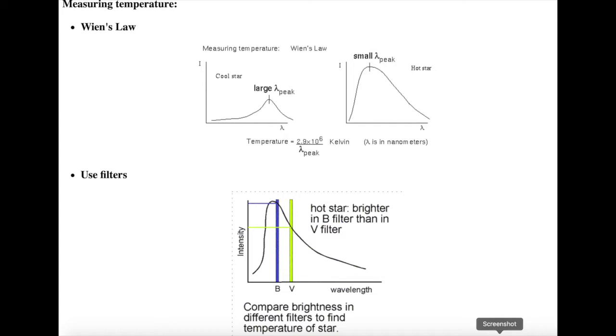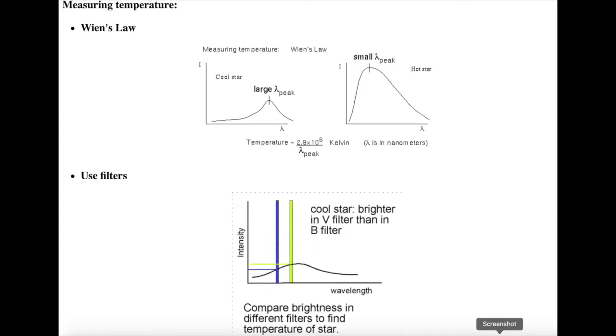A melding of the two methods is to use filters. The blue and yellow-green filters are the standard ones we use to quantify a star's color. A hot star is brighter in the blue filter than in the yellow-green filter, but a cool star is brighter in the yellow-green filter than in the blue filter.